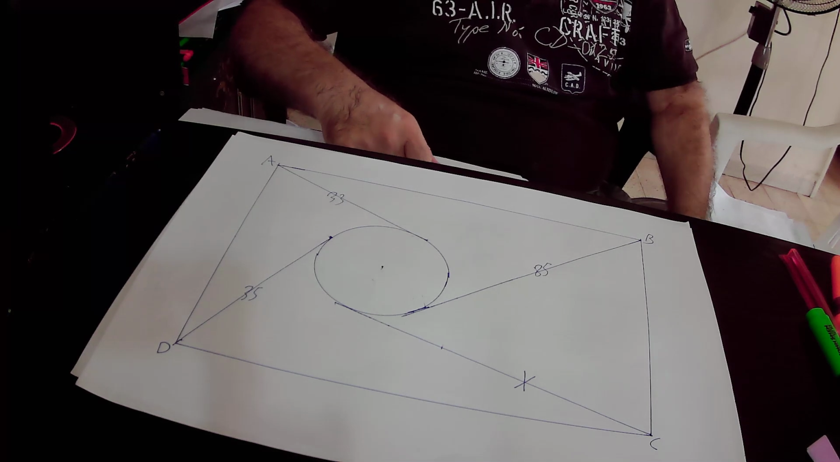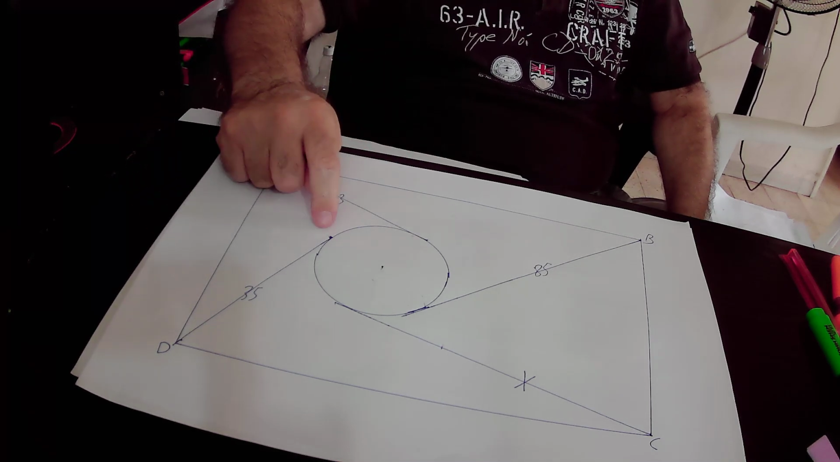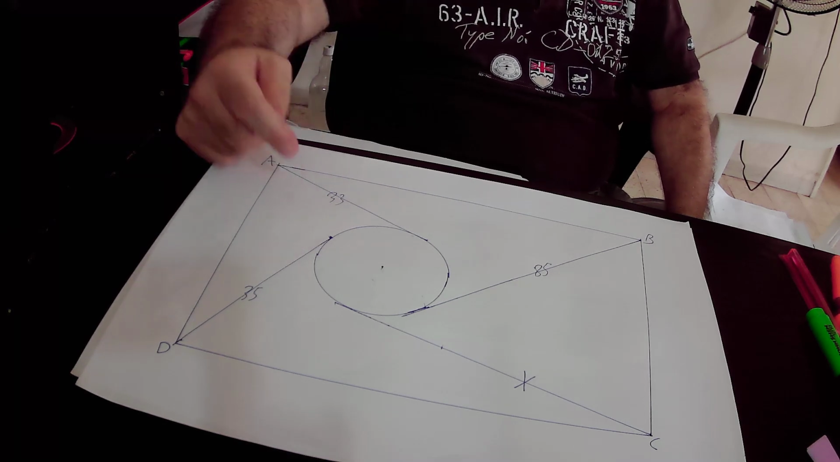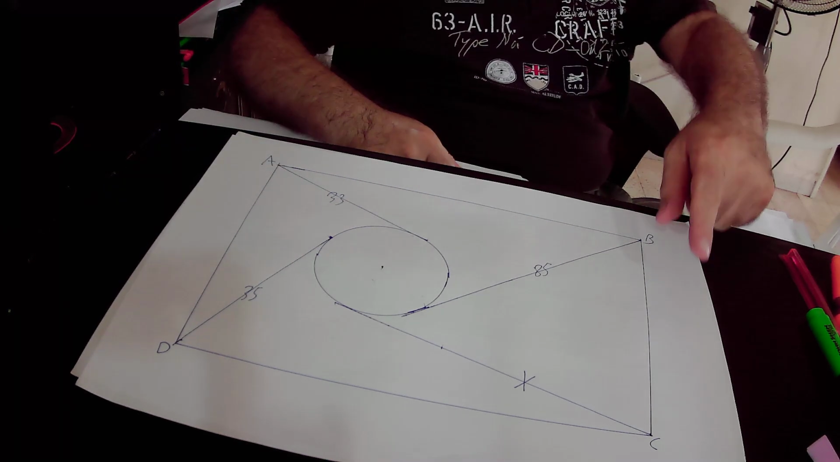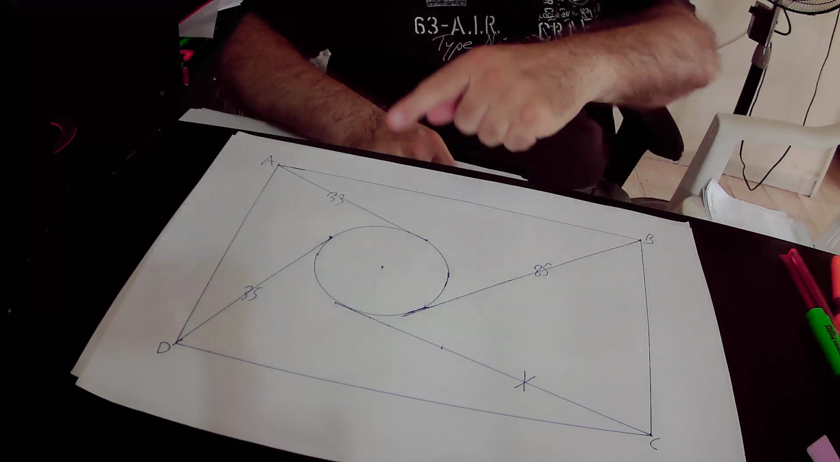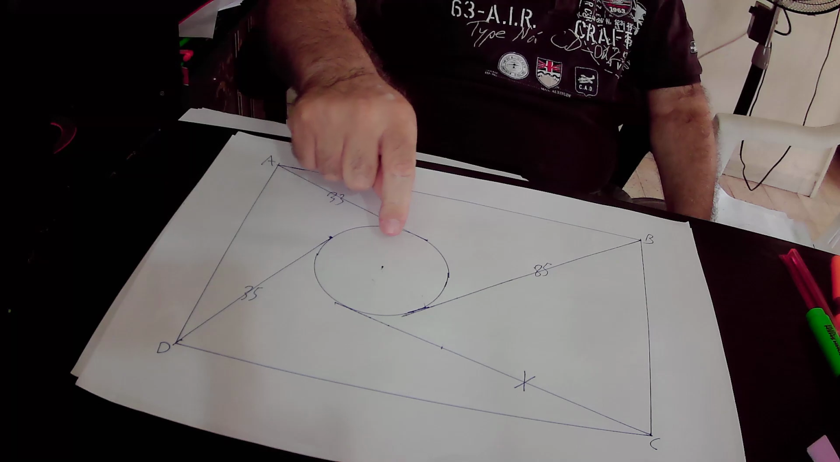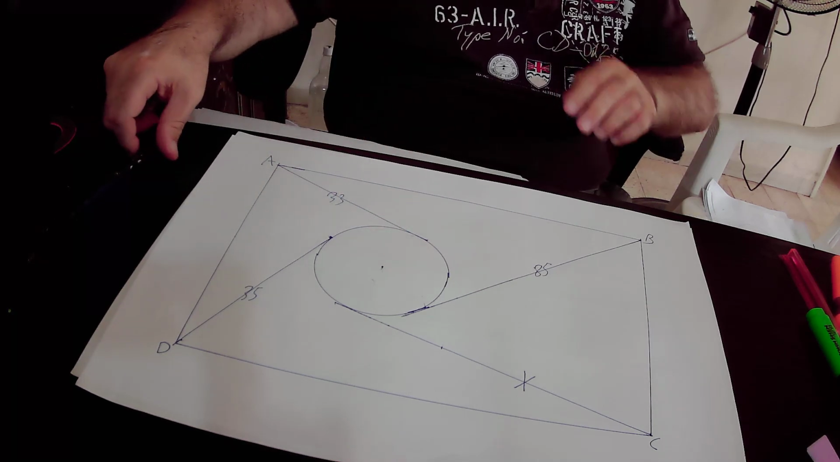And finally, the tangent from point D to this circle is equal to 35 units in length. Our mission is to find the value of x, that is the tangent from point C to this circle. Okay, so first of all, we define the center of this circle as O.